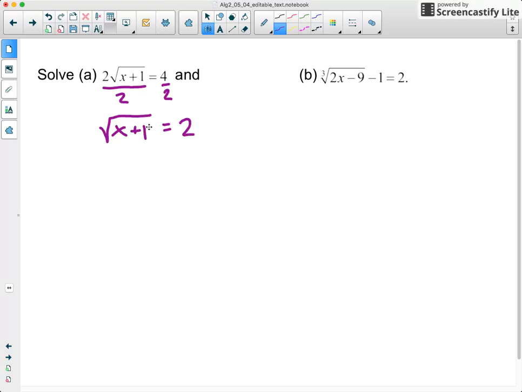All right, we want to get rid of the square root sign. So we're going to raise both sides of the equal sign to the second power. And that will eliminate this square root. So it just leaves us with x plus 1 equals 4. And we'd subtract 1 from both sides and have a solution of x equals 1.